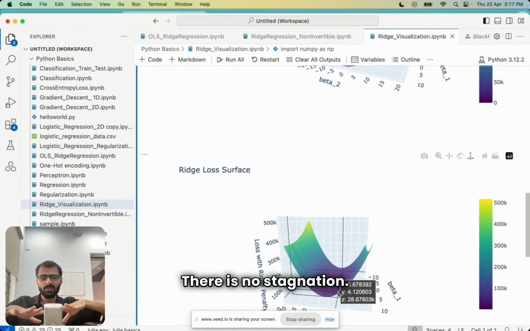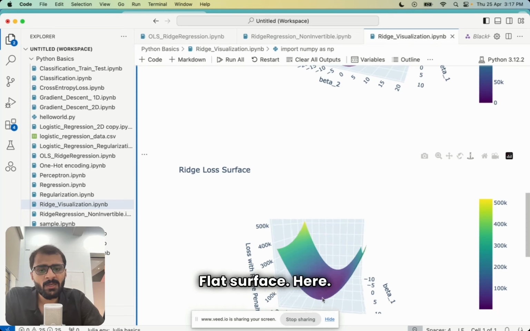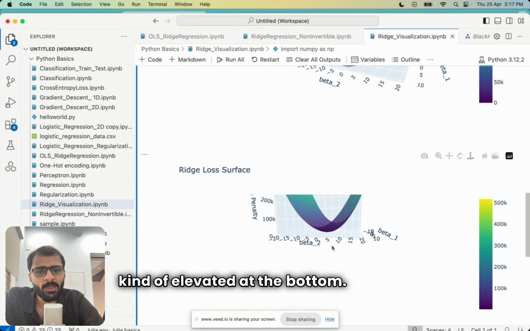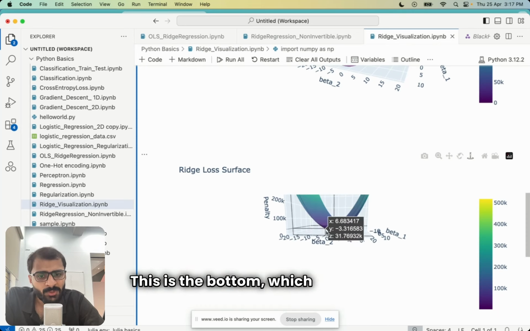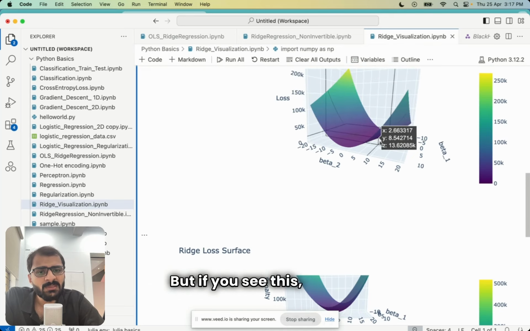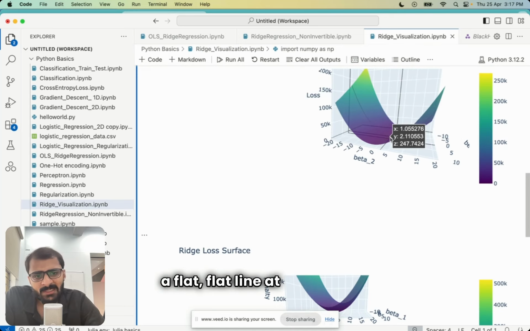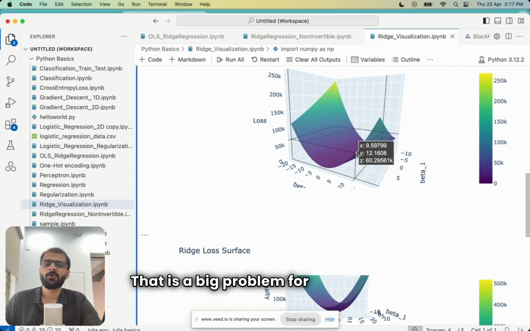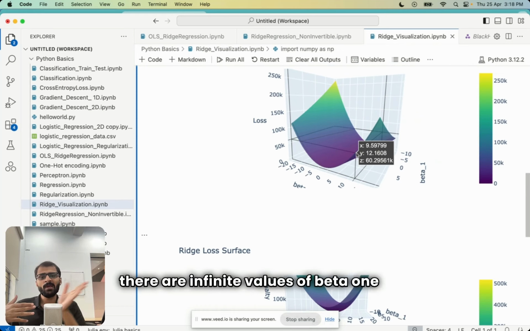There is no stagnation flat surface. Here you can see the ridge has kind of elevated the bottom. See this, this is the bottom which is elevated. But if you see this, there is a flat line at the bottom. That is a big problem for us, because there are infinite values of beta 1 and beta 2 which lead to the correct answer.